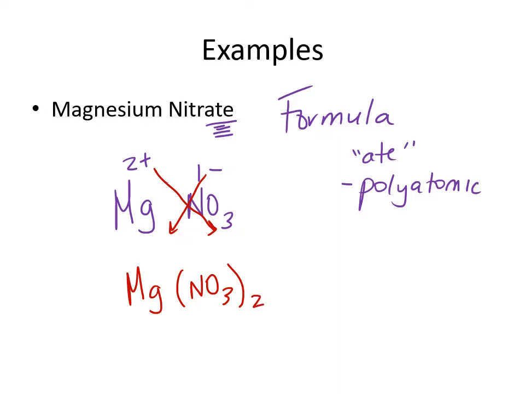What would happen if I didn't include the bracket is this number would look like 32, and that's not correct. You don't have 32 oxygens. You have 2 nitrate ions, okay? So actually you have 2 nitrogens and 6 oxygens here. So here's my formula. I know I can't reduce it any further, so my formula for magnesium nitrate is Mg(NO3)2.